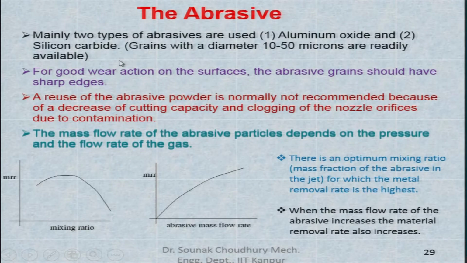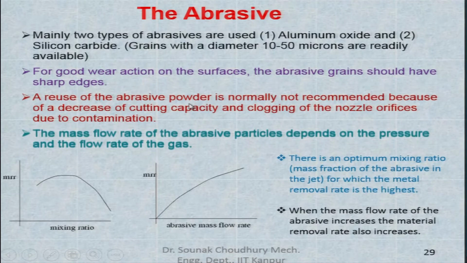The abrasive: mainly two types of abrasives are used, aluminum oxide and silicon carbide. These grains are of very small diameter, about 10 to 50 microns, and they are readily available. For good wear action on the surfaces, the abrasive grains should have sharp edges.